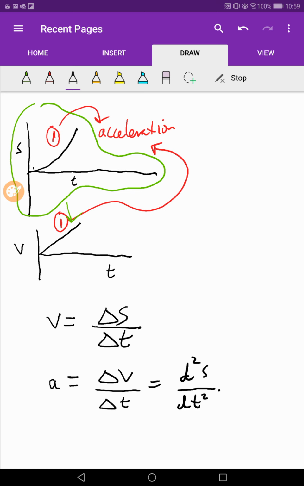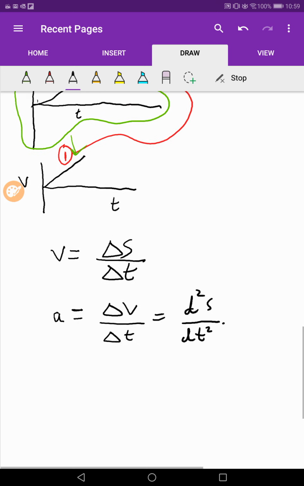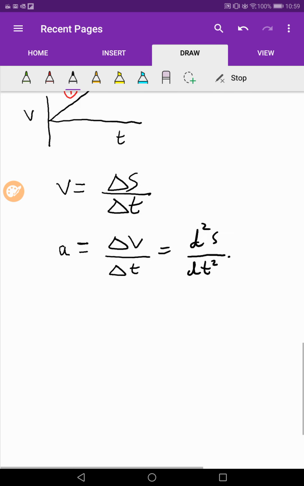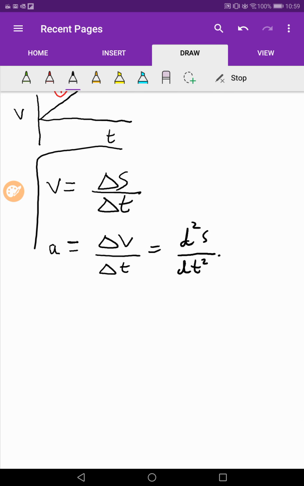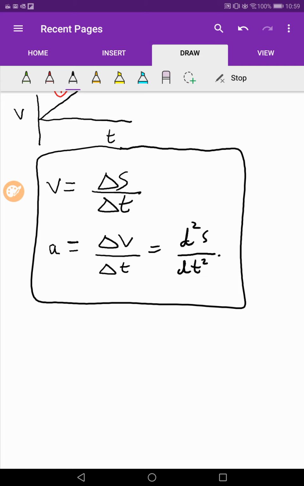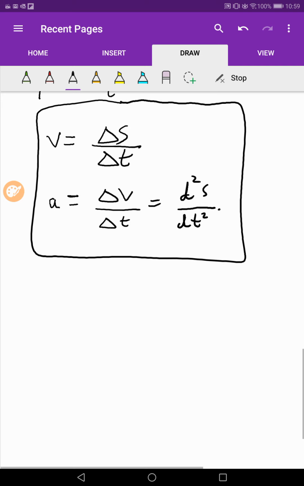So, which is the second differential of displacement with respect to time. You don't really need to know that, but it's just useful if you think mathematically to visualise what's going on with the graphs. It's particularly helpful in year 2 when we do simple harmonic motion.